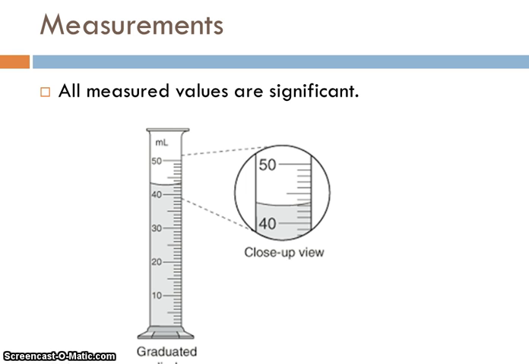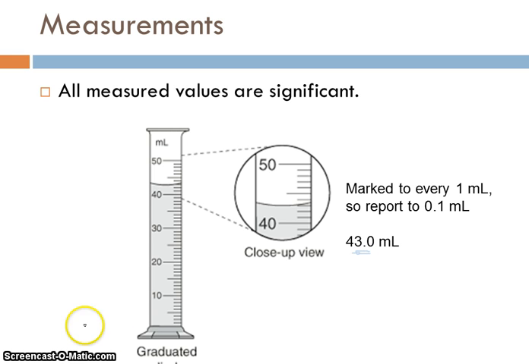Certainly at some point you learned in class that you look at the smallest divisions and you go one more place. So in this particular measurement, it's marked to the 1 mil. So we're going to report it to 1/10 of a mil. So 43.0 would be an appropriate measurement there. And those are all significant digits because they've all been measured. But they've also been reported properly.